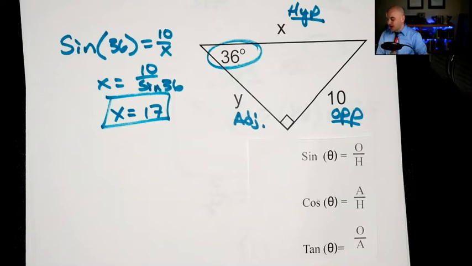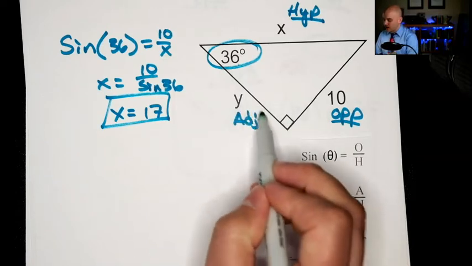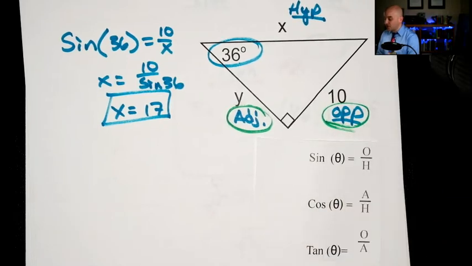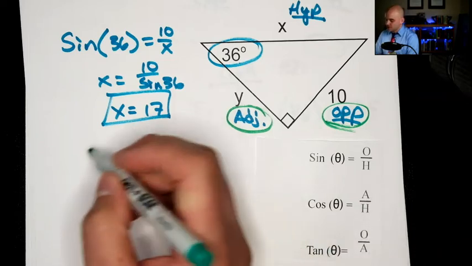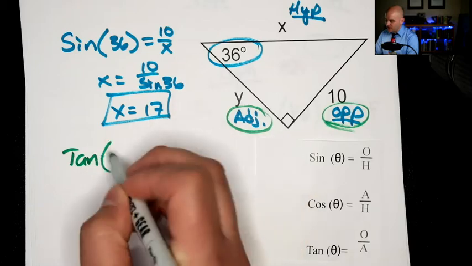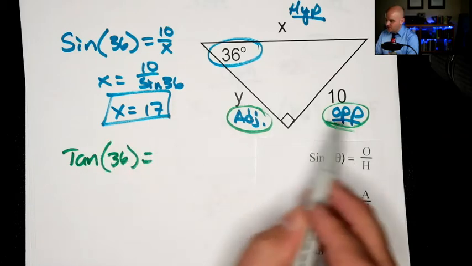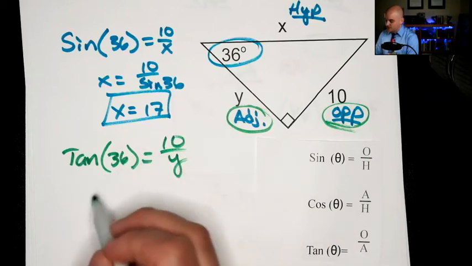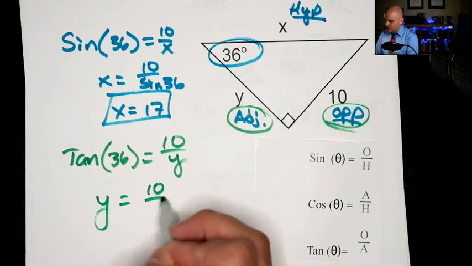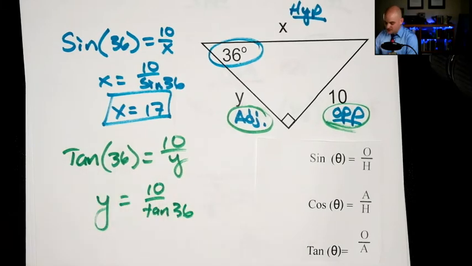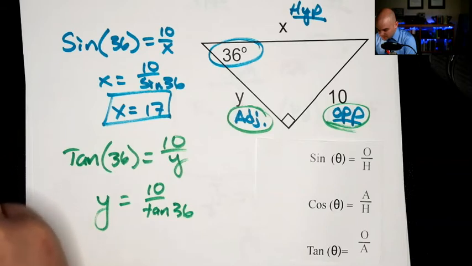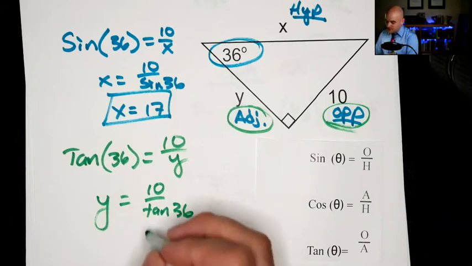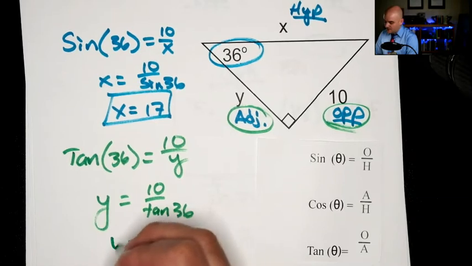To find the y value, I want to know the adjacent, and I already know the opposite side. Which trig function uses adjacent and opposite? It is the tangent function. So the tangent of my angle, 36 degrees, is equal to the opposite over the adjacent, which is 10 over y. Do the switching property, and I get y equals 10 divided by the tan of 36. So 10 divided by tan 36 equals 13.7. That equals your y value.